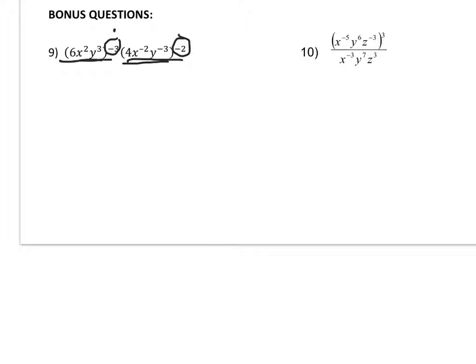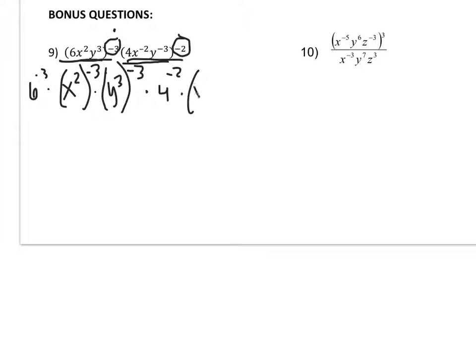So doing that, I get 6 to the negative third power. I'm going to multiply that by x squared to the negative third power. And I'm going to multiply that by y to the third to the negative third power. Then I'm going to do 4 to the negative 2 power. I'm going to multiply that by x to the negative 2 power raised to the negative 2 power. And then I'm going to do y to the negative third power raised to the negative 2 power.